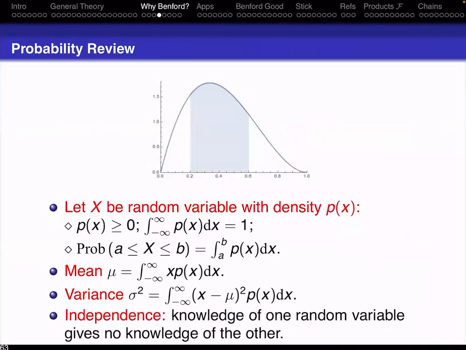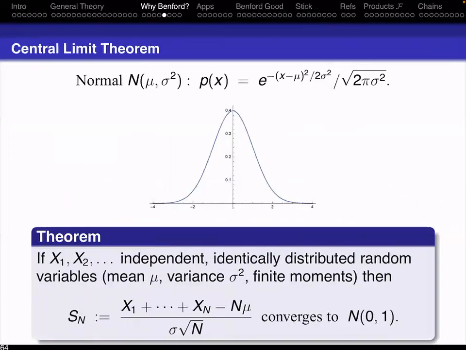So, again, the main things we need: the area under a curve is the probability, the mean is the average value, variance is how spread out it is, and independence means knowledge of one does not give any information about knowledge of another. We've done the central limit theorem numerous times. It's not bad to review this. This is one of the key takeaways of the course.